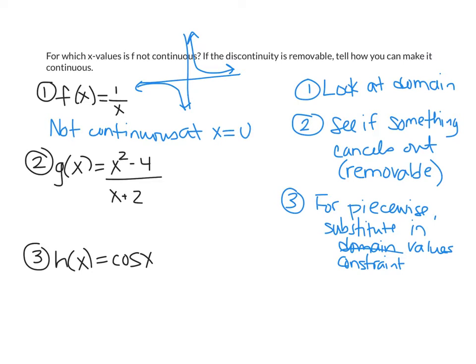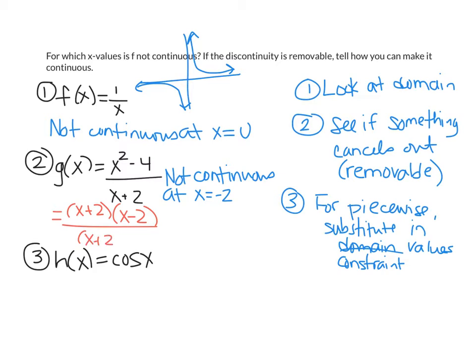For number two, we know based on our domain that it's not continuous at x equals -2. However, you might notice that this graph actually has something that can cancel out. You are going to find that the x plus 2's can cancel out. So if you were to take the limit, it would be equivalent to taking the limit at x minus 2. So what we can do, this is a removable discontinuity.